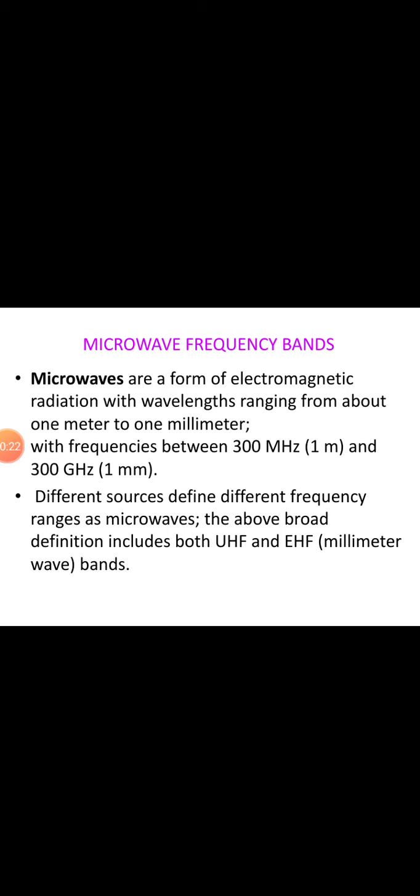Actually, microwaves are a form of electromagnetic radiation whose frequencies range between 300 MHz to 300 GHz, and their wavelengths are from 1 meter to 1 millimeter. Different sources define different frequency ranges as microwaves, and this definition includes both UHF and EHF bands. The figure shows the spectrum of the electromagnetic waves.